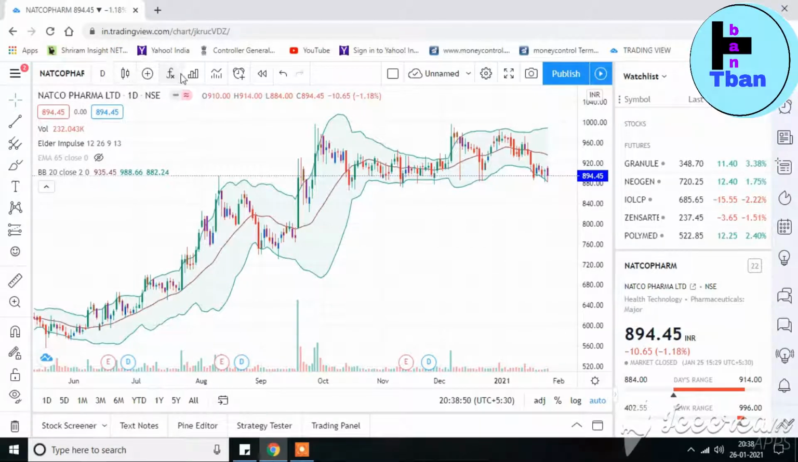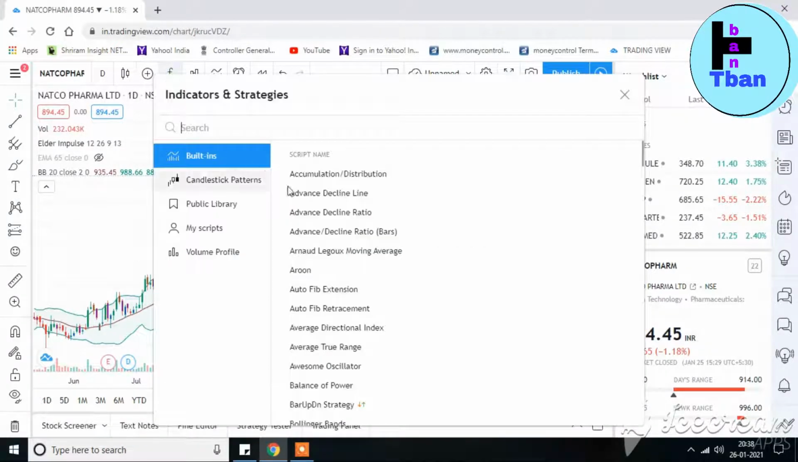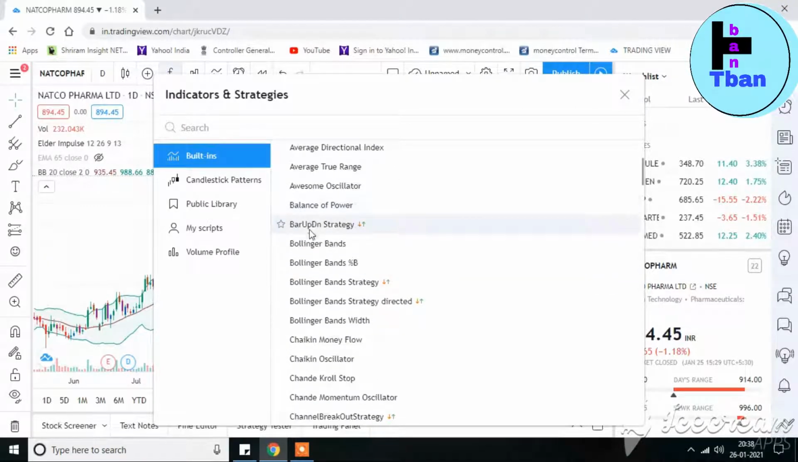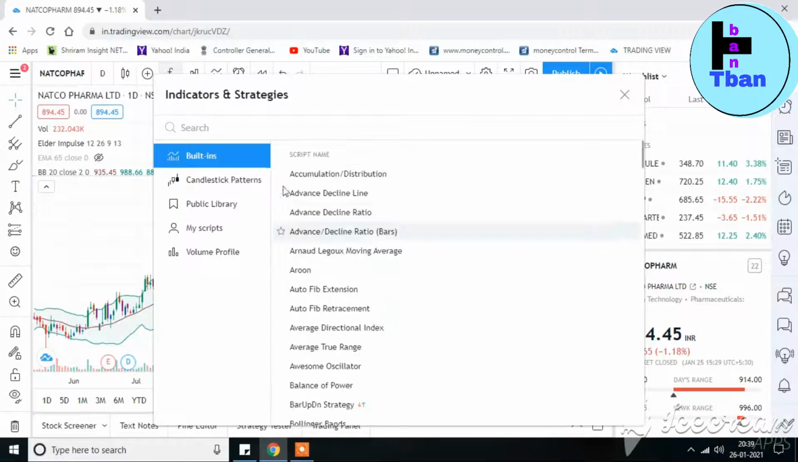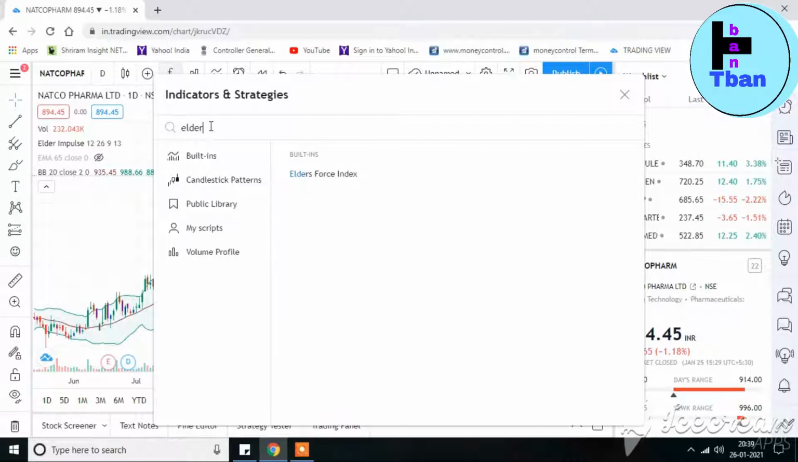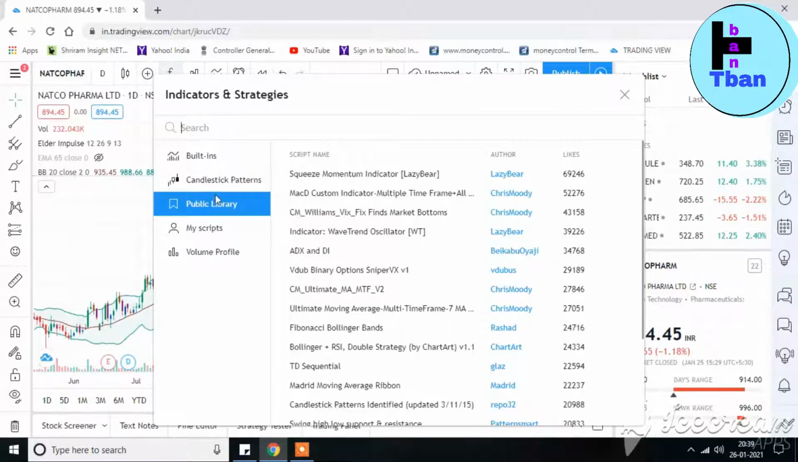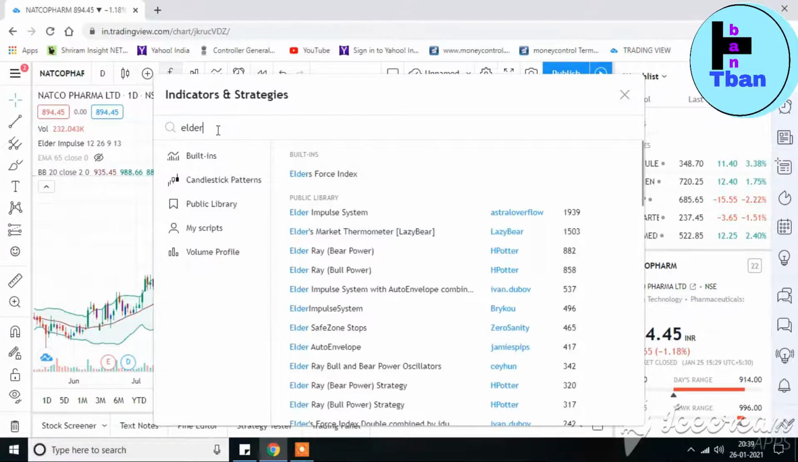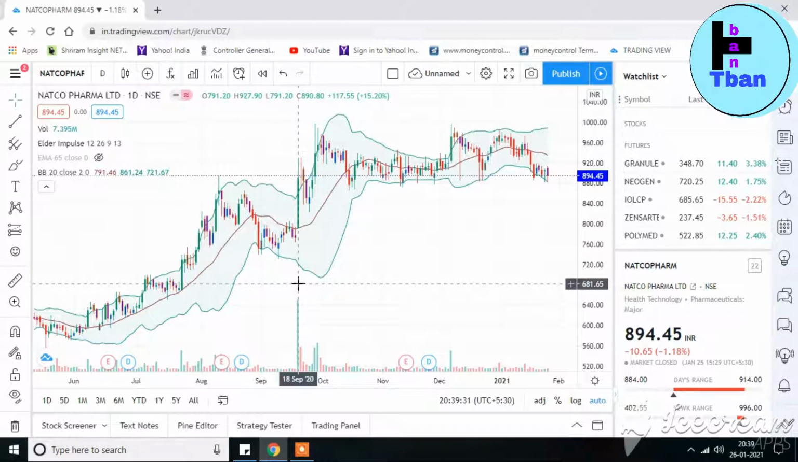You get two indicators from this place. Here you can get the Bollinger Bands. This is the Bollinger Bands, and if you type here Elder Impulse, you can get the public library Elder Impulse. You can plot it from this area.